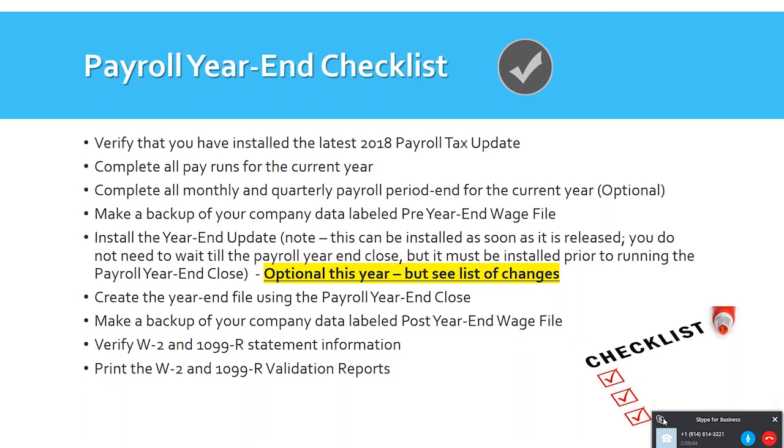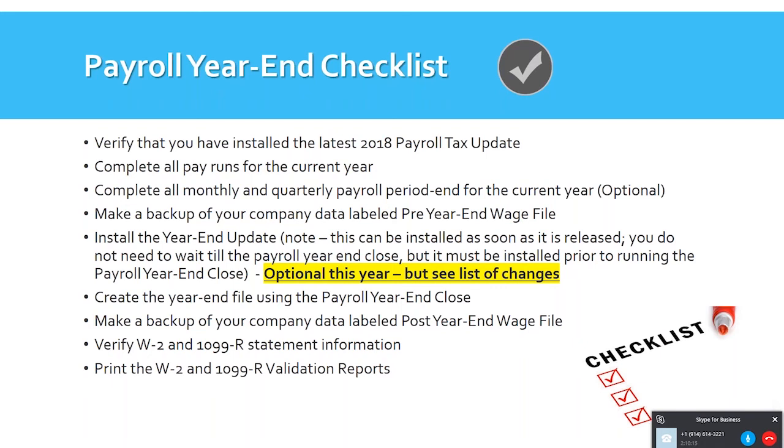So again, it's optional, but you would then install the year-end update so that you have that if you're going to move forward with that. And we have a note on here that if you are going to install it, make sure that it's installed prior to running the actual year-end close process. Then you just create your year-end wage file, and we'll go through that process in the payroll year-end close window.